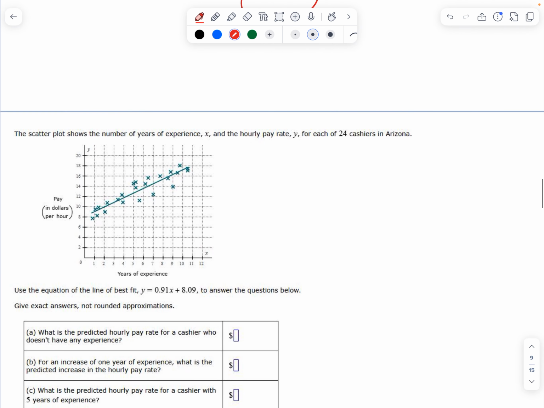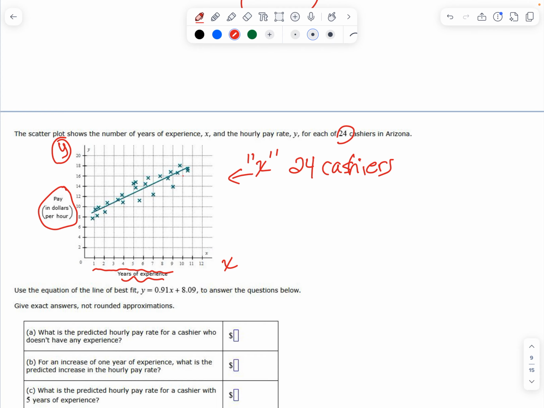We're going to do a little lecture on number 20. The scatter plot below shows the number of years of experience, that's on our x-axis, and the hourly pay rate, y, for each of 24 cashiers in Arizona. So each one of these x's on the scatter plot indicates one of the 24 cashiers. As we know, as years of experience goes up, it looks like your rate of pay per hour also goes up, right? That's a positive trend. All right, there might be a correlation there.